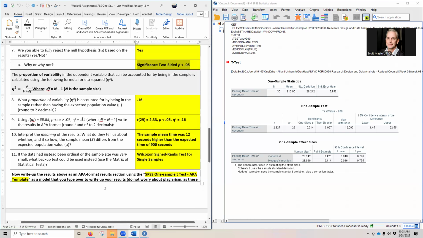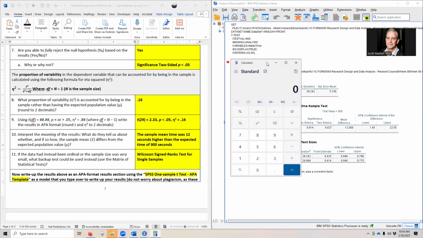So to calculate eta squared, there's a little formula up here. You take t squared, and you divide it by t squared plus degrees of freedom. Degrees of freedom is n-1. It's also right here, by the way. So let's calculate this for number 8. What proportion of variability is accounted for by being in the sample rather than having the expected population value? Pull up the calculator real quick, and let's do this.